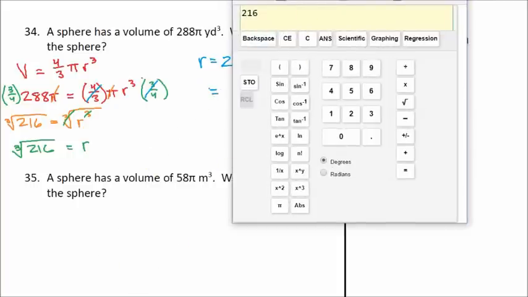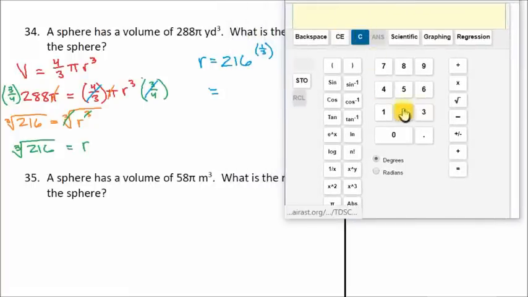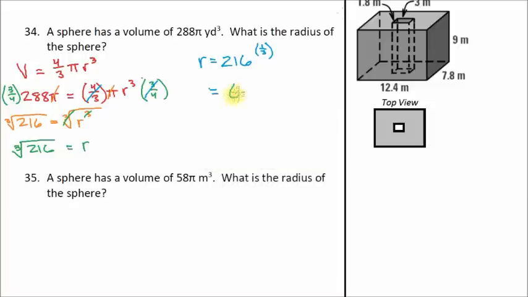In our calculator, you're going to put 216, and then you're going to raise that to the power of 1 divided by 3, which means cubed root, and that's going to give you exactly 6. So our radius is 6, and our unit of measure is yards. So just showing you how to do a cubed root to find the radius of a sphere.